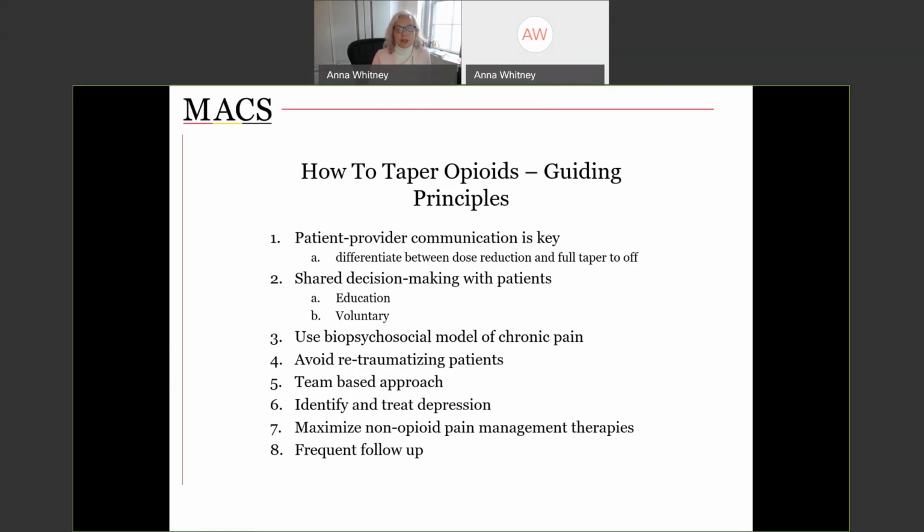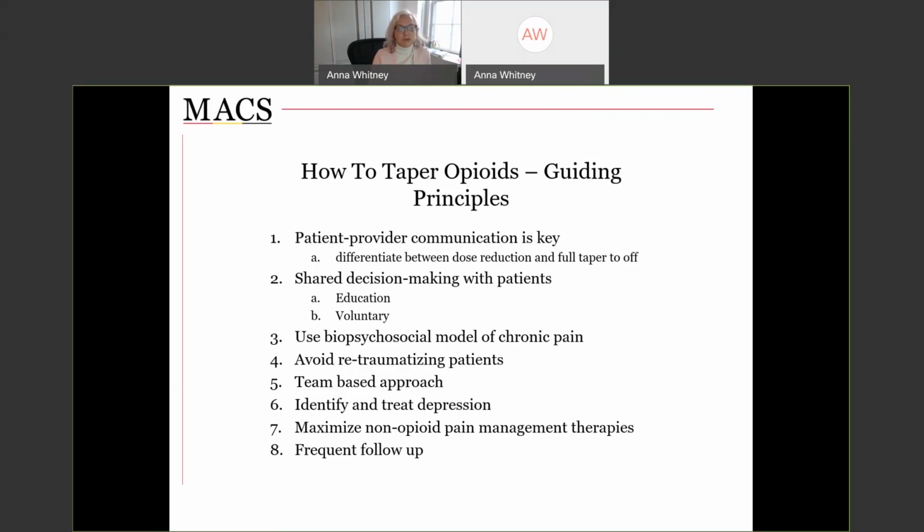Avoiding re-traumatizing patients. So this is a big one because, similar to patients who have substance use disorders, patients who have chronic pain have often experienced significant amounts of childhood trauma that may be predisposing them to developing chronic pain, and trauma throughout their healthcare experience, with healthcare providers treating them with the stigma that sometimes goes along with chronic pain.